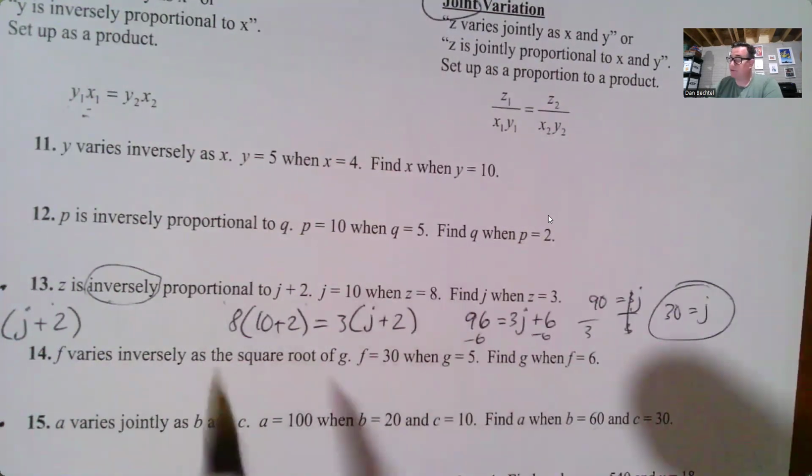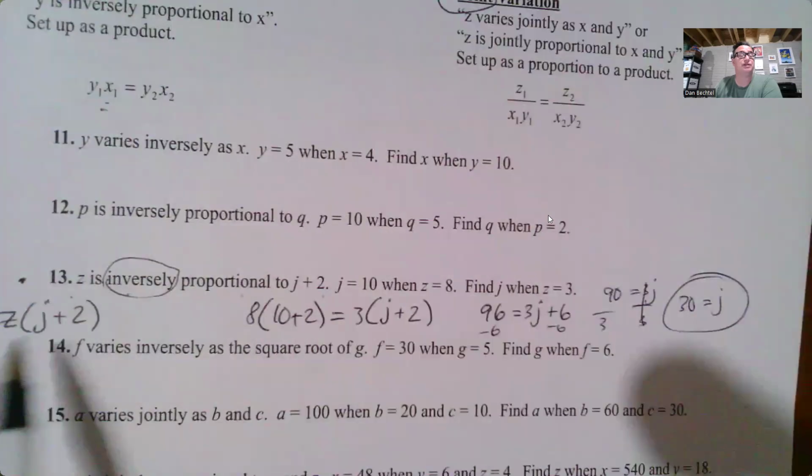Okay, so just make sure inversely proportional, you're just setting up a product. This was the Z times J plus 2.